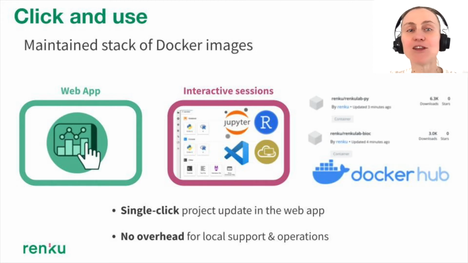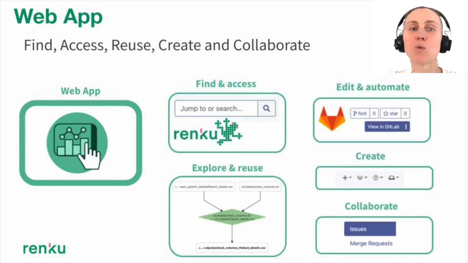When we create a new Renku project, we simply select the desired template from the list of maintained Docker images with different flavors of Renku interactive sessions. Renku will monitor template status and inform us when new versions become available. Updating our project to a new template is as easy as a single click in the Renku web app, without overhead for local support and operations. The Renku web user interface is one of the ways to explore the existing projects on Renku, reuse them, or create new ones.